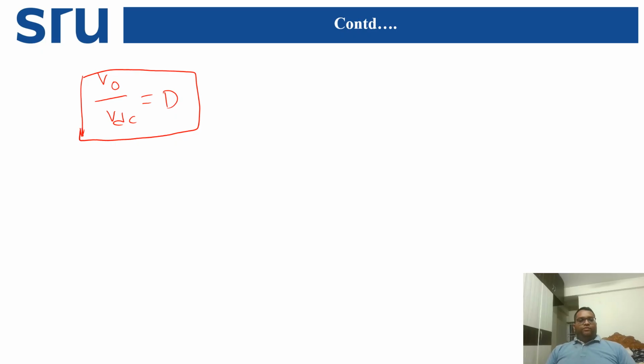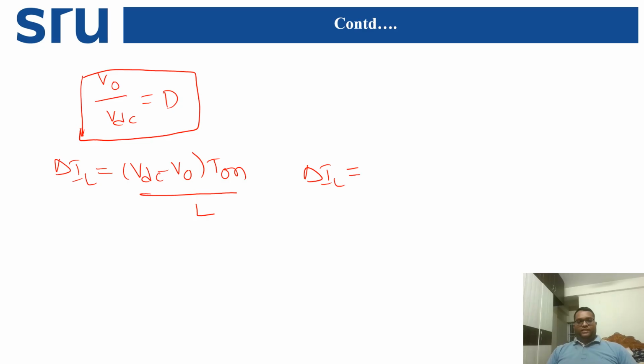Now from this, we have to derive the inductor value. What is the inductor value from the delta IL? Under T on condition, delta IL is equal to VDC minus V naught, times T on, divided by L. Next, delta IL under switch off condition is equal to V naught into T off divided by L. Now we will take both T on as well as T off.